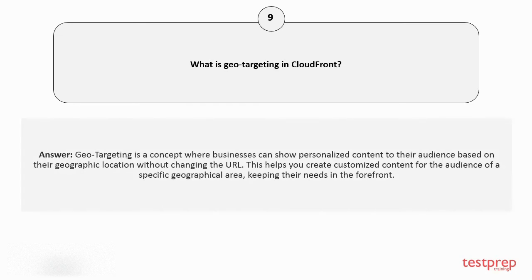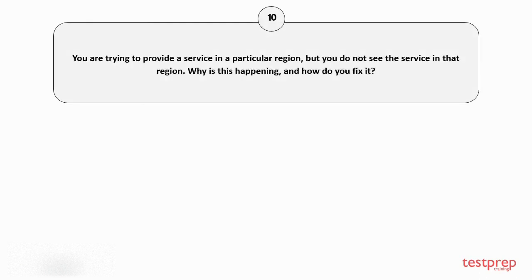Question number 9, what is geo-targeting in CloudFront? Your answer is geo-targeting is a concept where businesses can show personalized content to their audience based on their geographic location without changing the URL. This helps you create customized content for the audience of a specific geographical area, keeping their needs in the forefront.